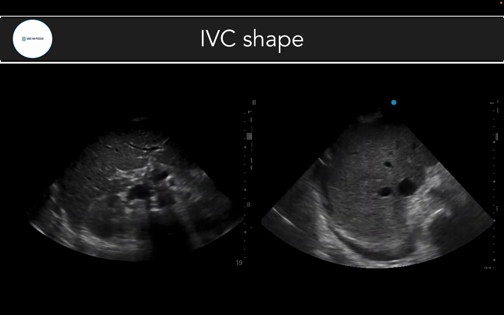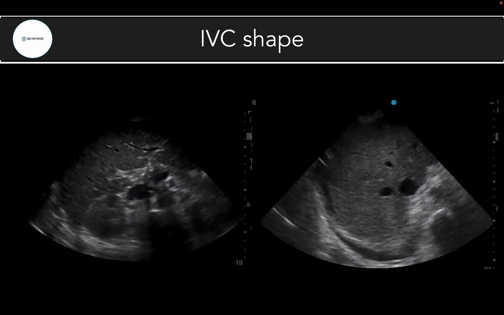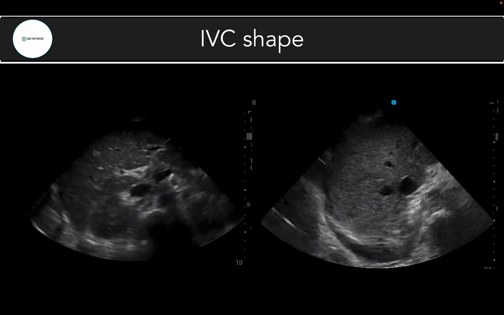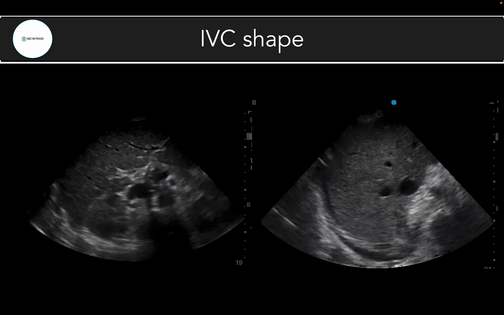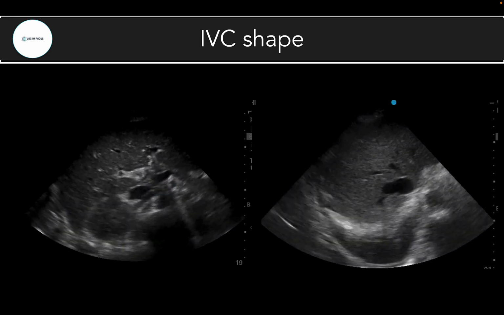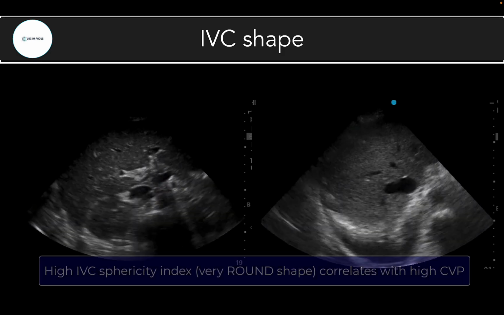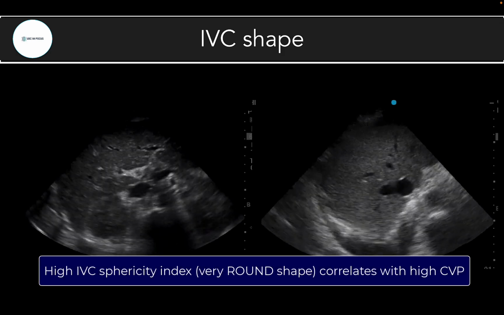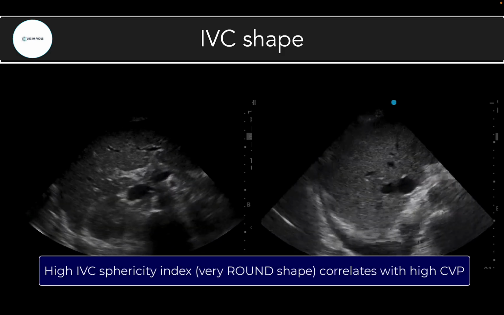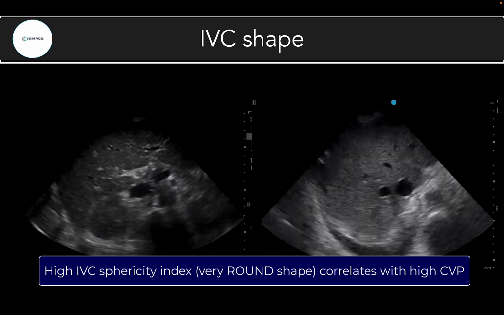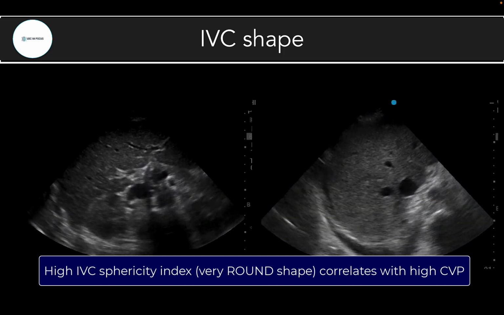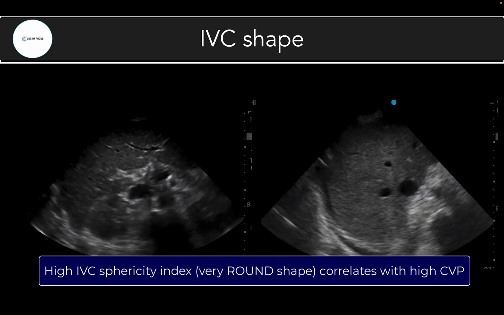Okay, so the last IVC parameter that we can assess is shape, which is arguably the most reliable. So there's data showing that IVC sphericity, so how circular the IVC is as opposed to being ellipsoid, correlates better to an elevated CVP than diameter or collapsibility alone. This parameter also has the benefit of not being confounded by variations in body size, for example.